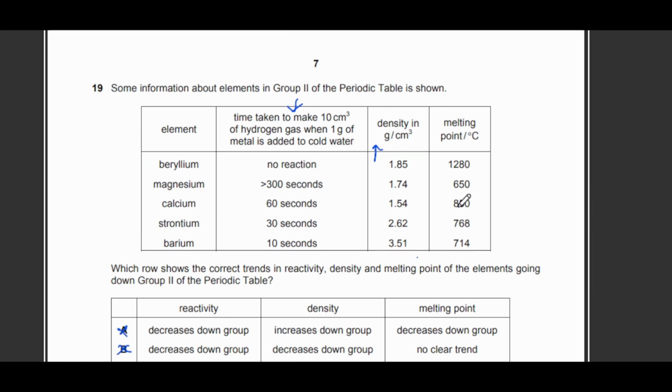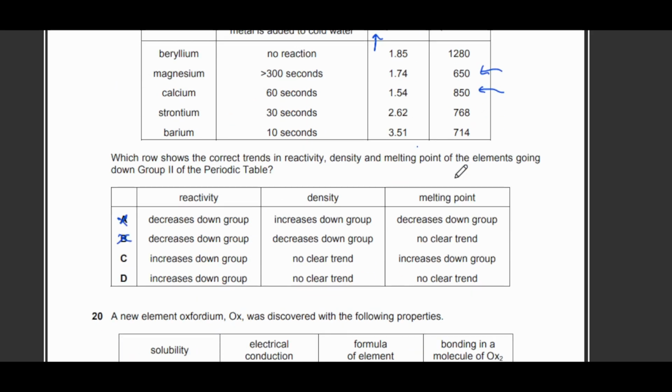And finally, melting point. If you take a look, initially, it might seem that the melting point decreases. However, there's this sort of anomalous result, right? This is lower than 850, which is the next one. So therefore, you cannot say that the melting point increases or decreases down the group. You have to say that there is no clear trend. Therefore, the answer is D.